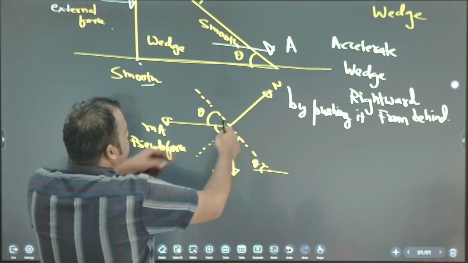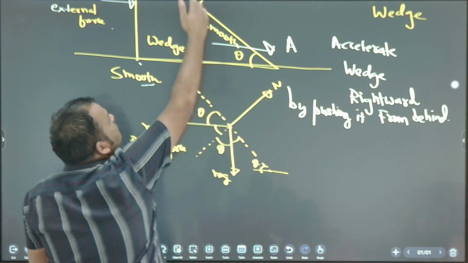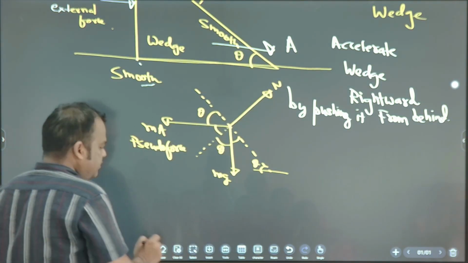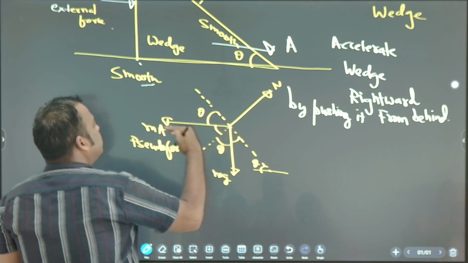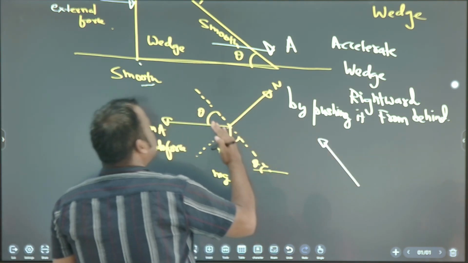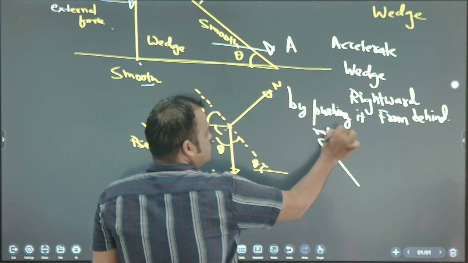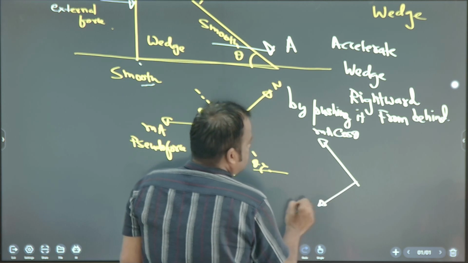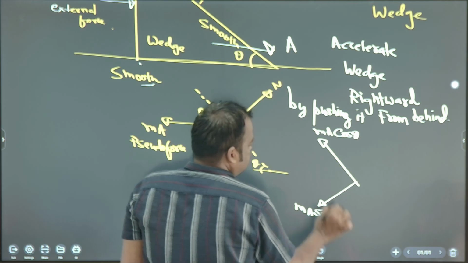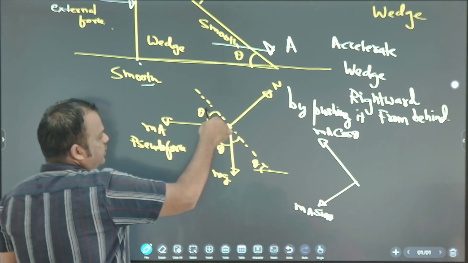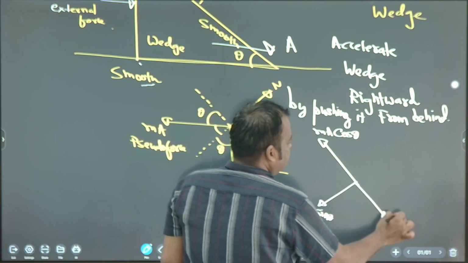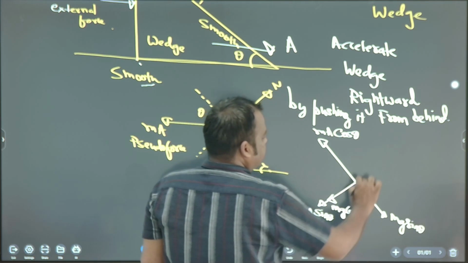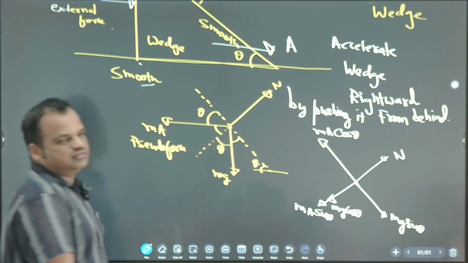Now take components along the surface and perpendicular to the surface. What is the component of ma along the surface? Cos or sin? Cos. Very good. And perpendicular to the surface? ma sin theta. Now mg also. What is the component parallel to the surface? mg sin theta. And perpendicular to the surface? mg cos theta. And this is the normal. Clear?